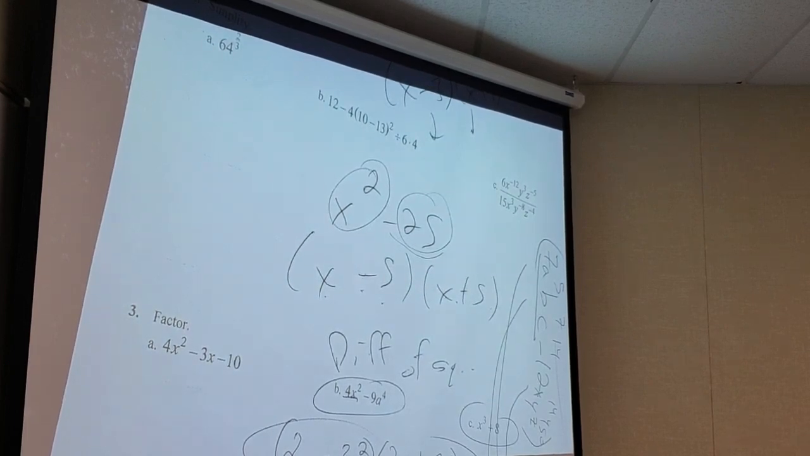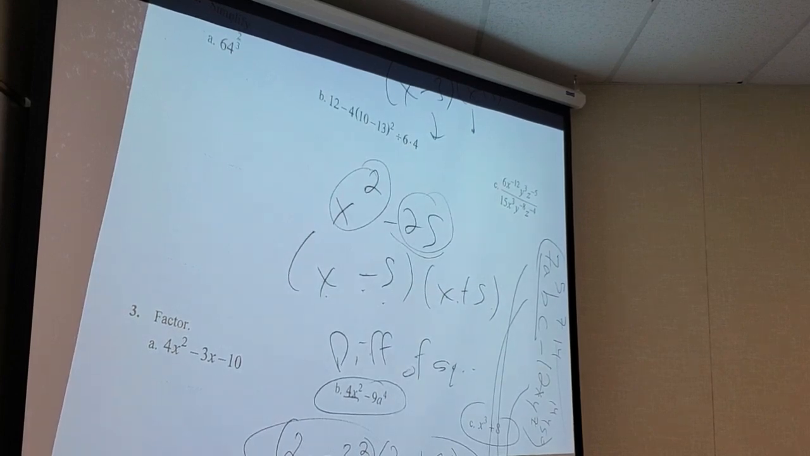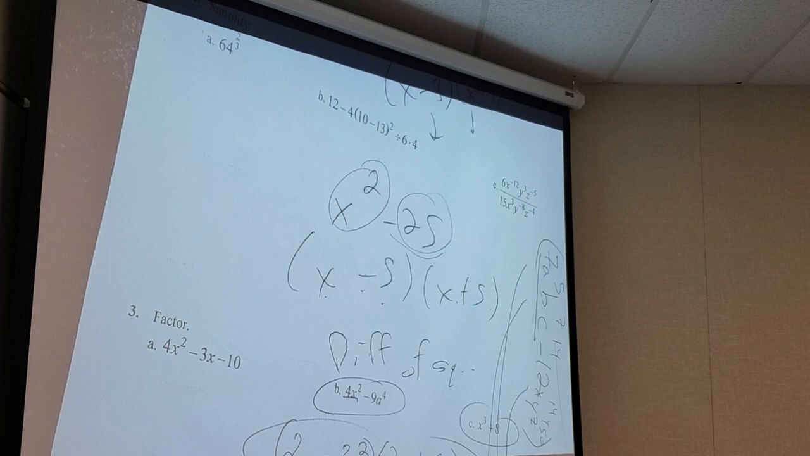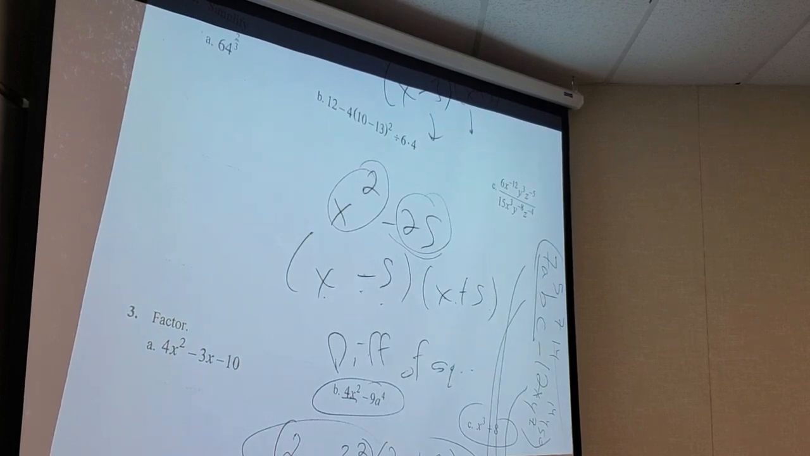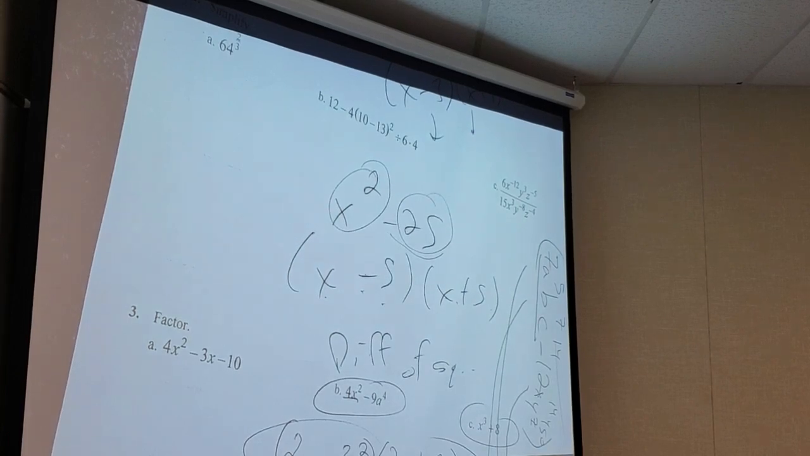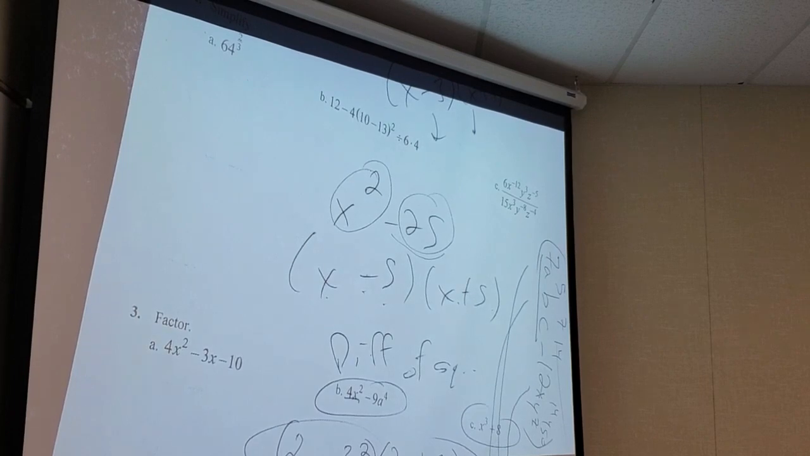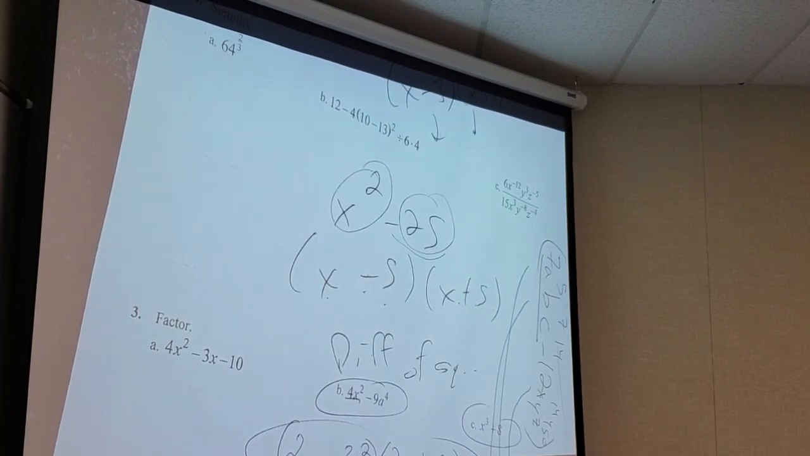X times X times X. What's 8? 2 times 2 times 2. The little dude, you can just put 1. You take 1x minus 1, 2. So what goes here then are the other two x's. When I multiply this out, don't I get x cubed? What goes over here is the other two 2's. When I multiply this out, don't I get minus 8?